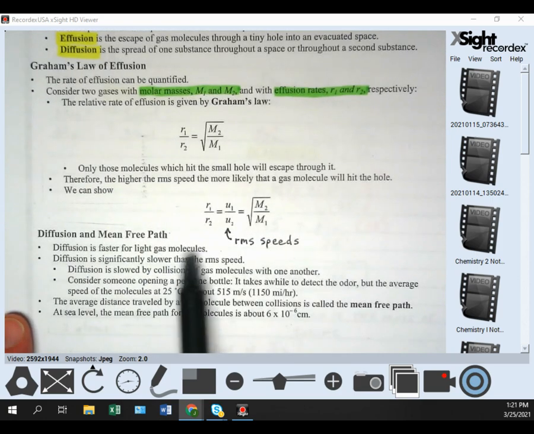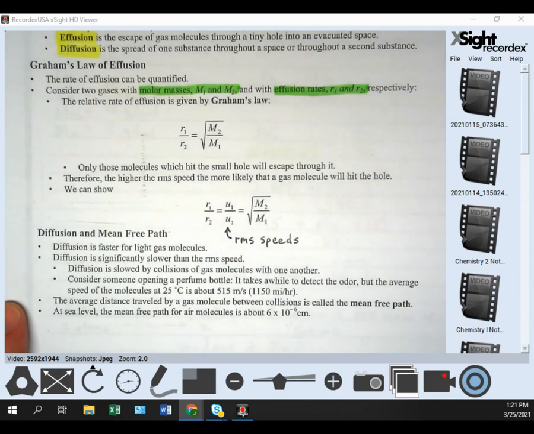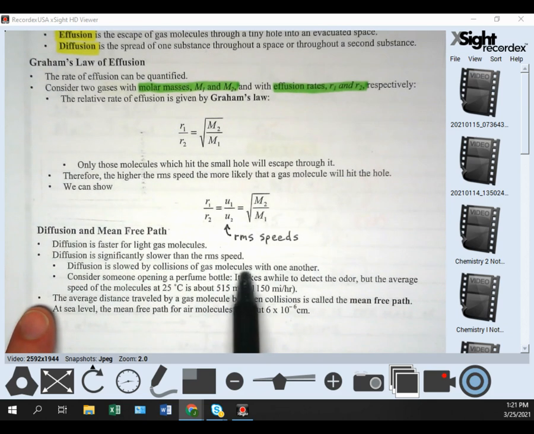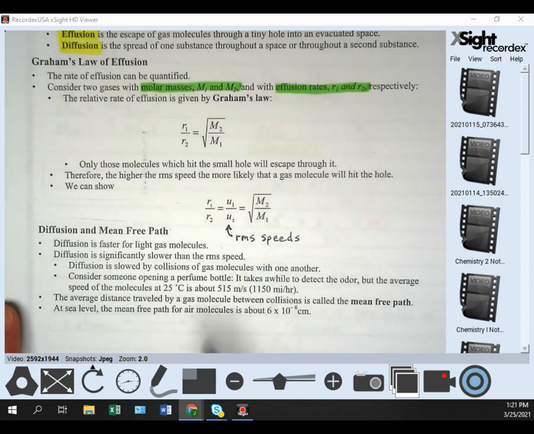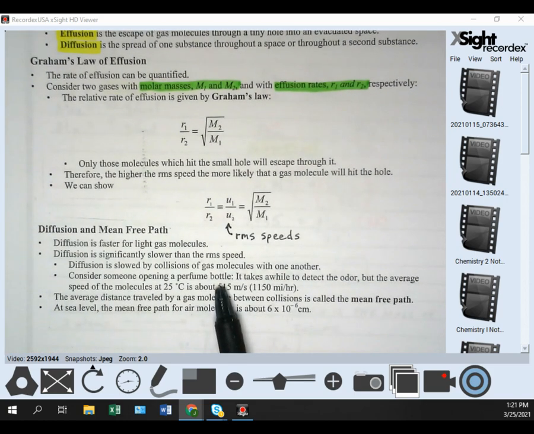So those are the equations. Diffusion is faster for light gas molecules. So this is diffusion, not effusion. Diffusion going throughout. Diffusion is significantly slower than the RMS speed. Diffusion is slowed by collisions of gas molecules with one another. So again, they give the perfume bottle example.